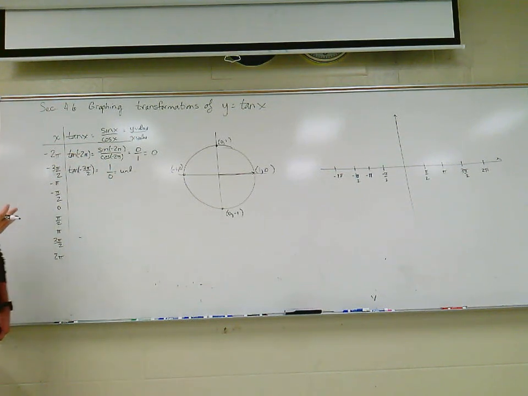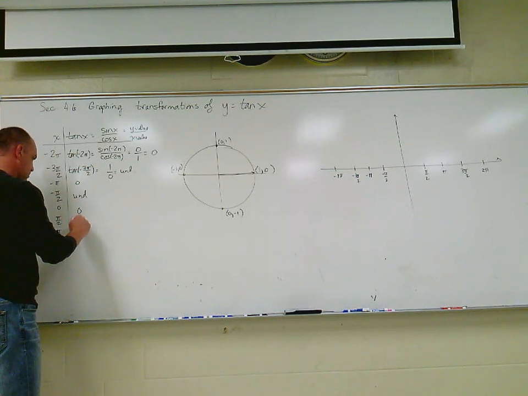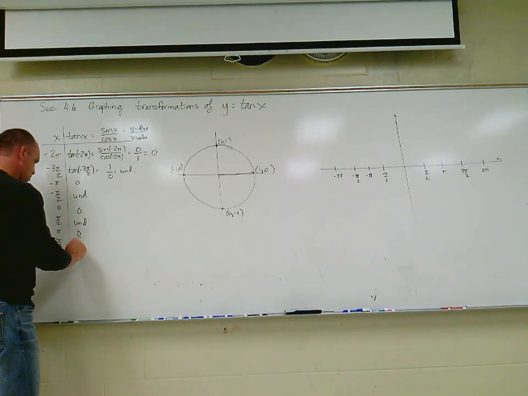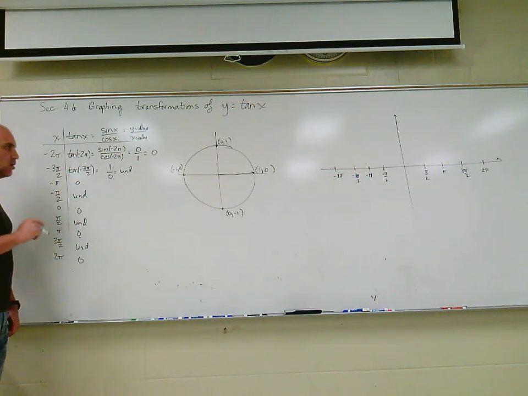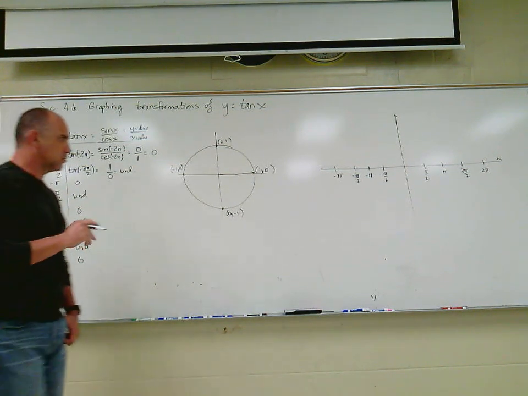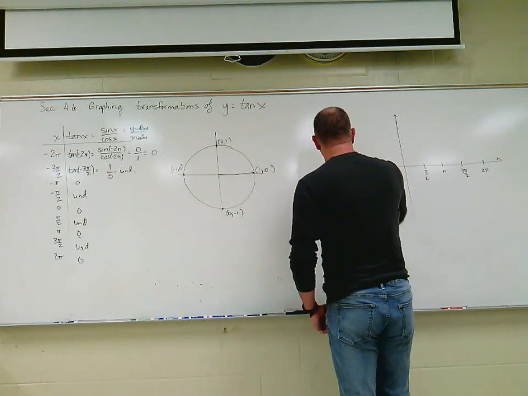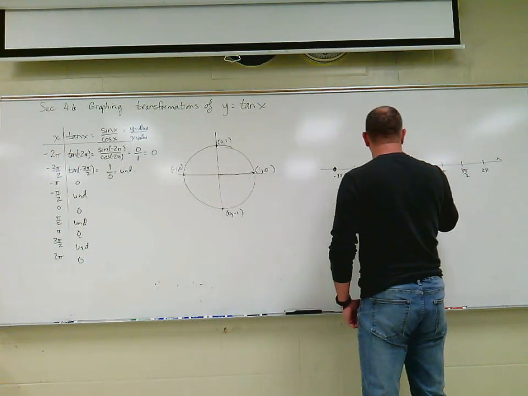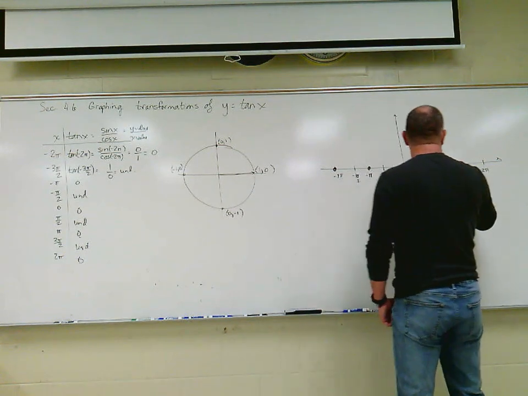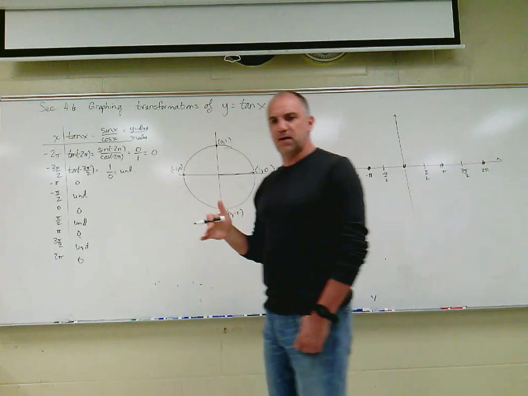And then what you're going to see is that this basically just alternates. We get 0, we get undefined, we get 0, we get undefined, we get 0. So in all of the increments of pi, we get 0. The output is 0. So we know that the graph at least touches or crosses there. And the question is, what do I do with all the undefineds?